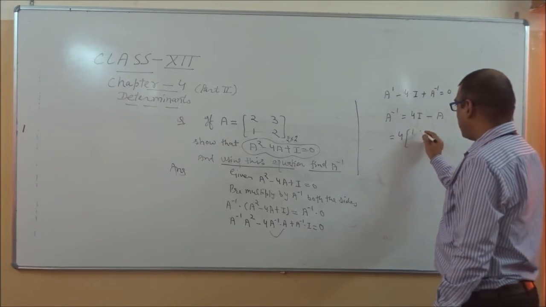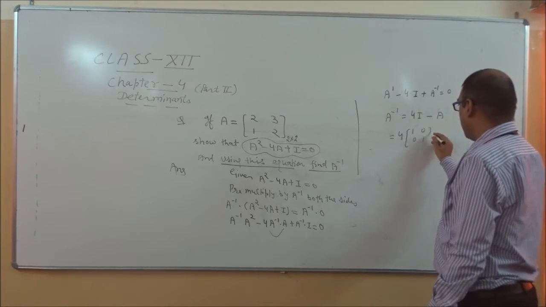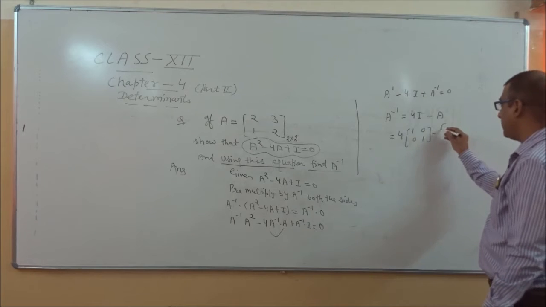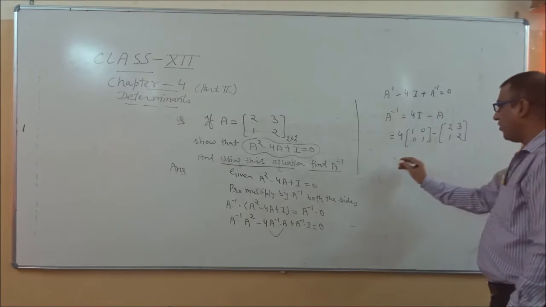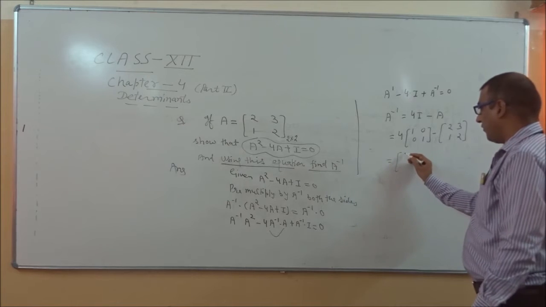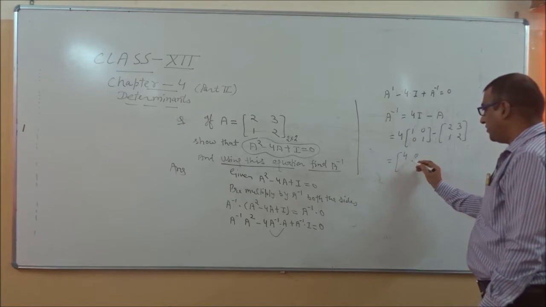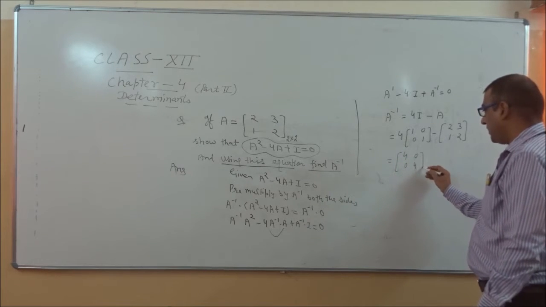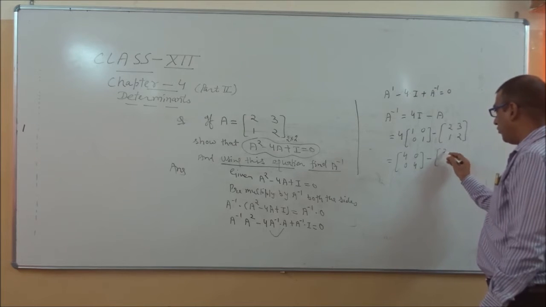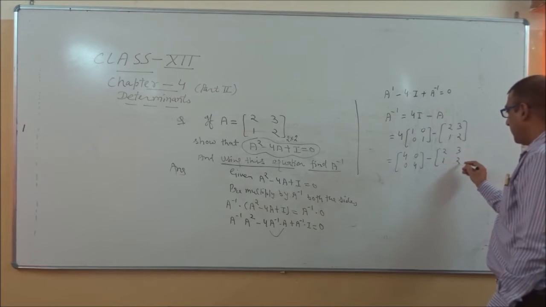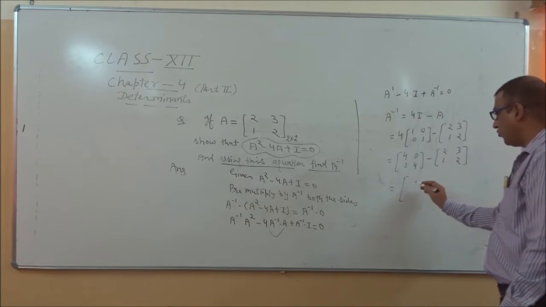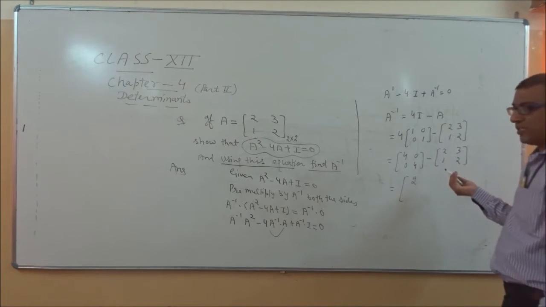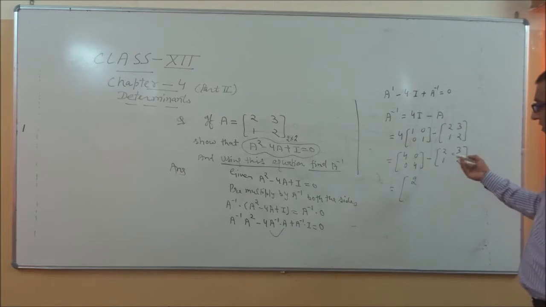The value of I is [1, 0, 0, 1], and the value of A is [2, 3, 1, 2], and we will solve it. So when you multiply it, it becomes [4, 0, 0, 4], and here we will write [2, 1, 3, 2], and we will solve it. So 4 minus 2 becomes 2, because subtraction is possible when the order of both the matrices is the same.